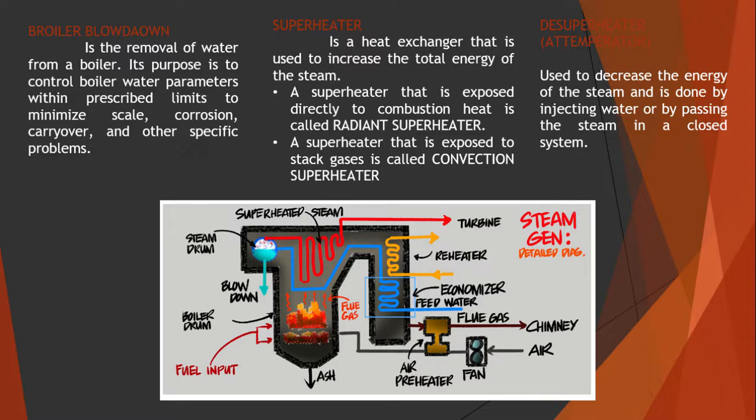Superheater is a heat exchanger that is used to increase the total energy of the steam. The desuperheater is used to decrease the energy of the steam, and is done by injecting water or passing the steam in a closed system. So sa diagram natin, simula po tayo sa ating fuel input, ash.